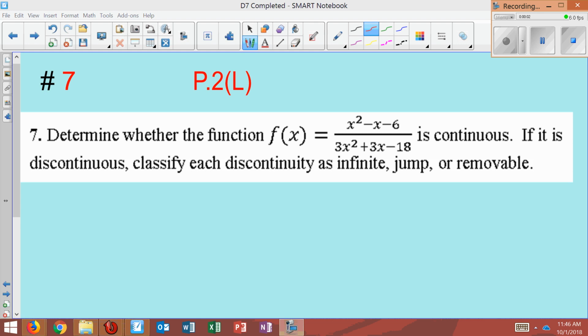Number 7, determine whether the function f of x is continuous. If it is discontinuous, classify each discontinuity as infinite, jump, or removable. Well, I can tell you right off the bat, just looking at this, we know it's not continuous. How do I know that?